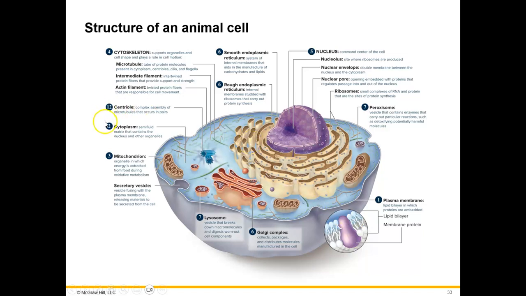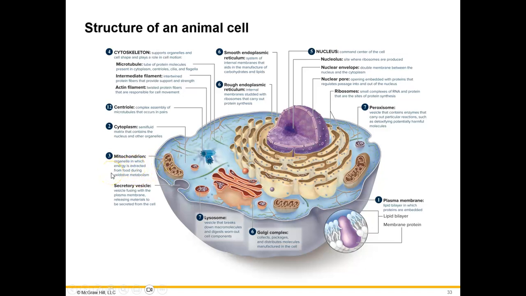As we go on to number 2, you can see our cytoplasm. This is just the semi-fluid liquid matrix that contains the nucleus and all the other organelles. So this is what everything's floating in. Third, we have our mitochondria. If you're talking about just one, you could call it a mitochondrion, but usually people are talking about more than one, so we say mitochondria.